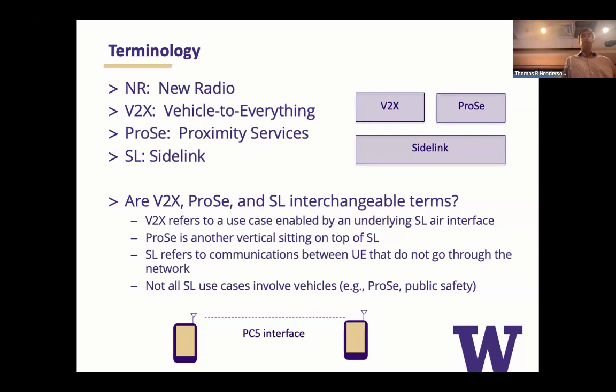Sidelink itself refers to communications between UEs that do not go through the network. They can be, as I'll mention in a forthcoming slide, it can have some control elements in the network, or it can be completely autonomous. And not all of the sidelink use cases are involving vehicles. So V2X is probably one of the major drivers of it commercially right now, but there are other applications such as public safety.